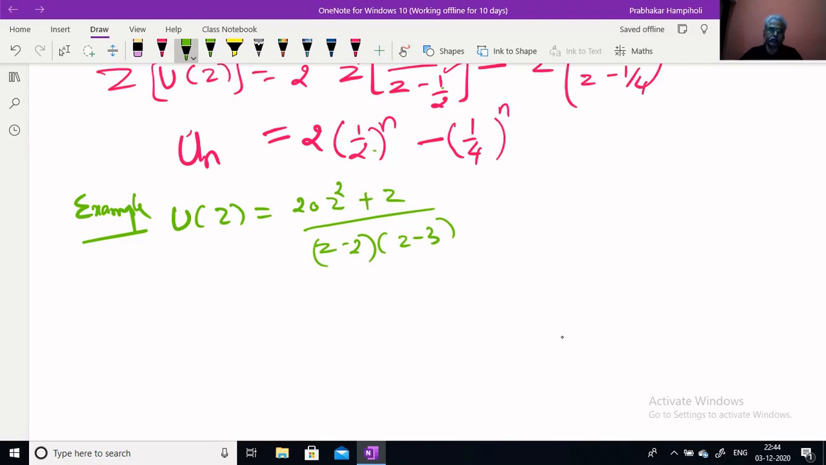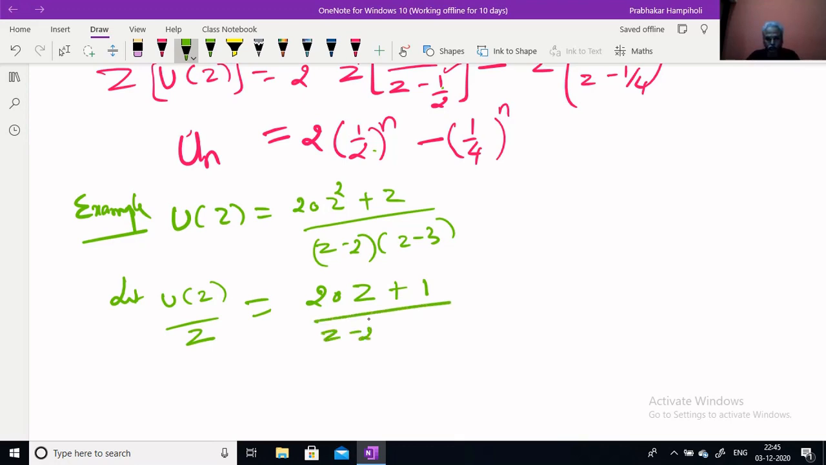So again A and B you have to use. Let U of z upon z first of all, because both are z square and z square, the highest coefficients. To make it a proper fraction, I'll reduce it by z: (20z plus 1) whole divided by (z minus 2)(z minus 3). Are you with me?